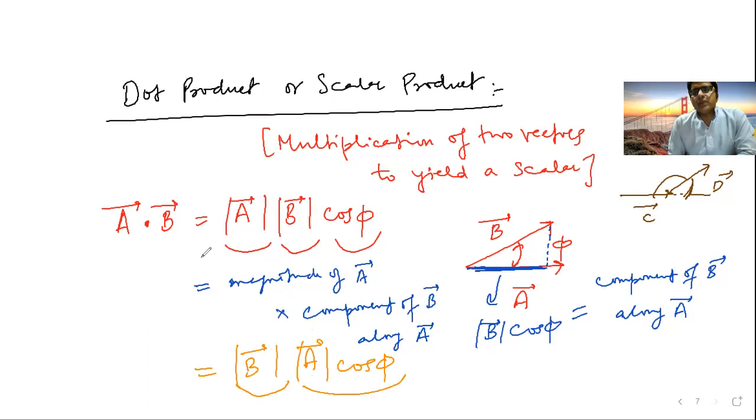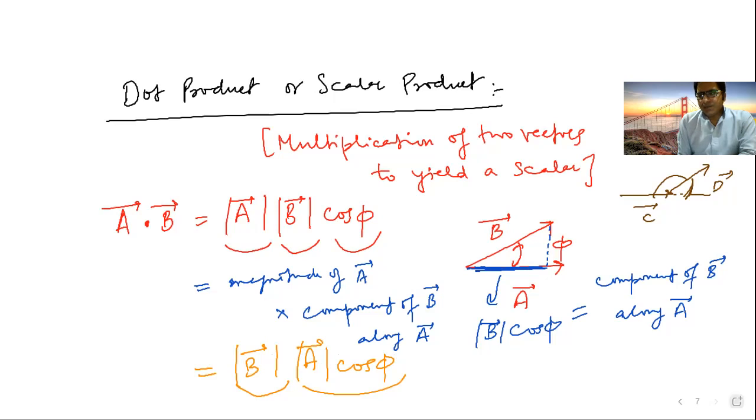Got it? So I repeat it. A dot B is either the product of three things: magnitude of A, magnitude of B into cosine of the angle between the vectors, or I can write it as the product of two things: magnitude of A into B cos phi, and B cos phi is the component of B along A, or I can write it as magnitude of B into A cos phi. A cos phi will be the component of A along B, right?